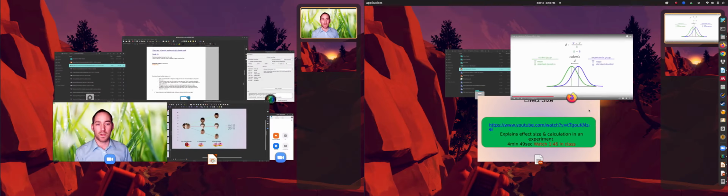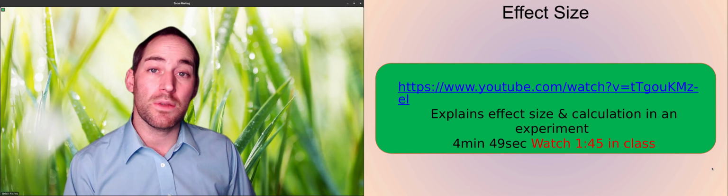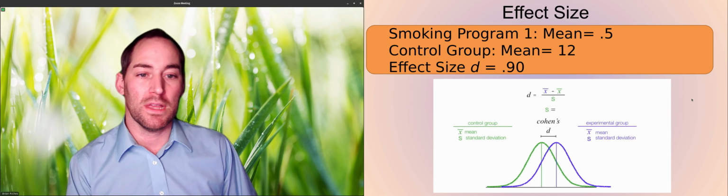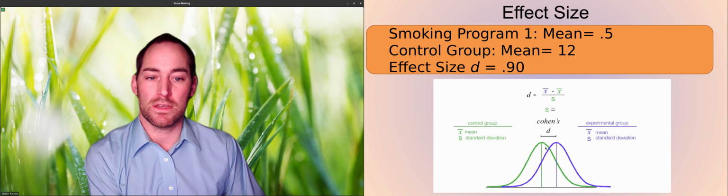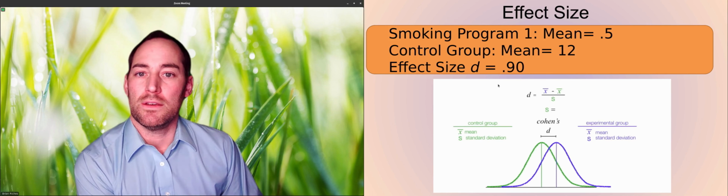So that is what Cohen's D is. It's a measure of effect size in experiments, and it's really, really useful to see the strength of things. So let's use another example. We have this chart, or that image, from that video.